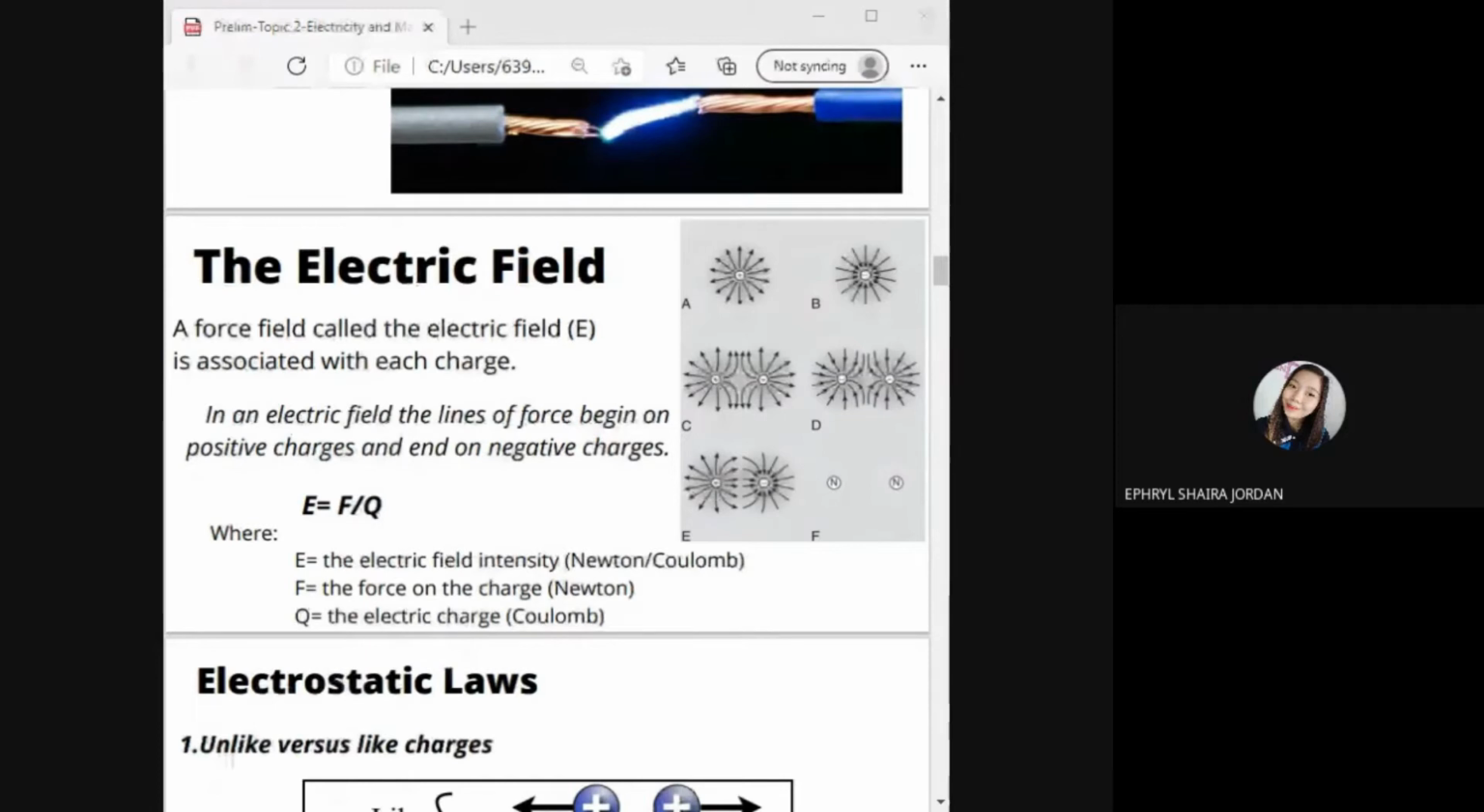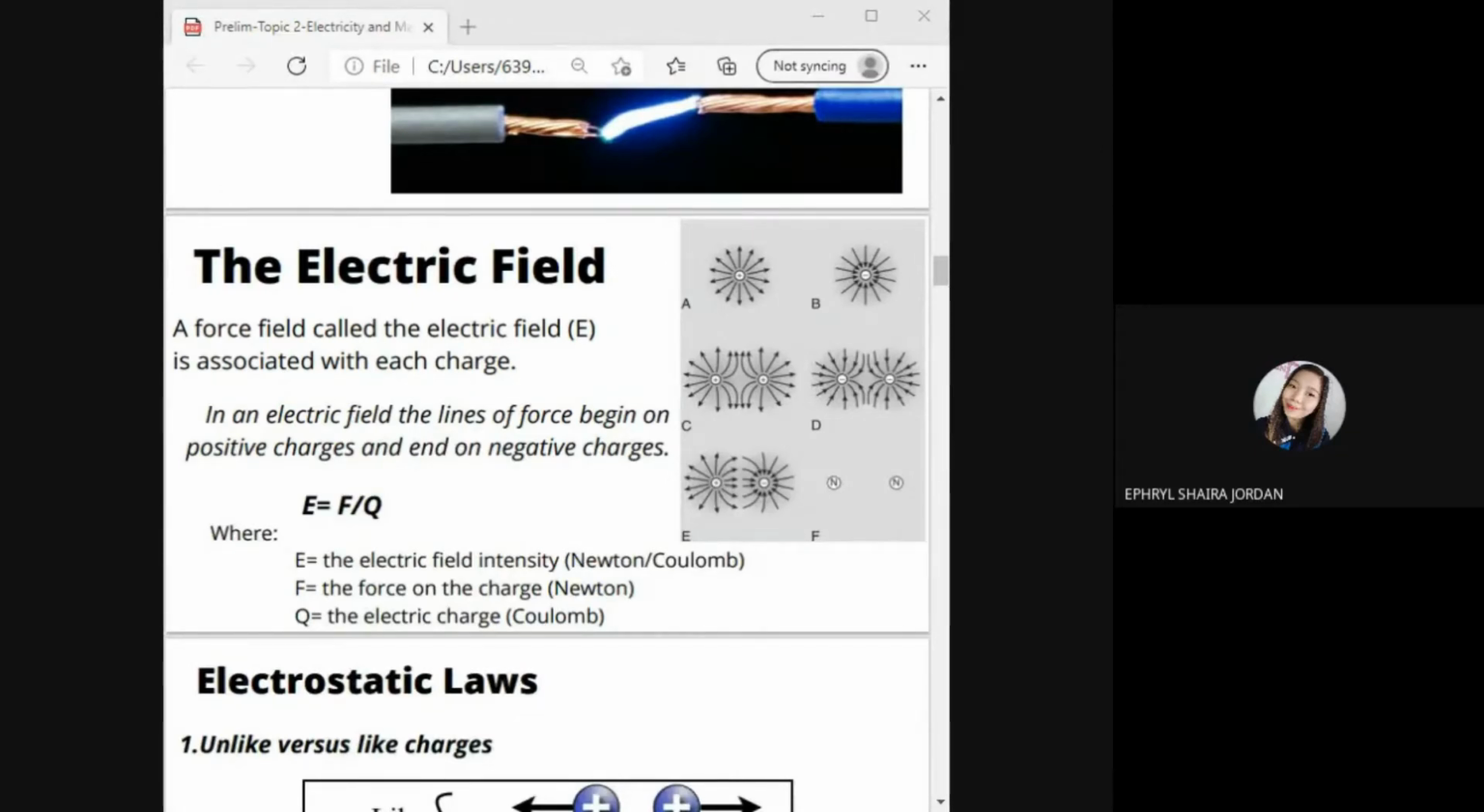In the presence of an electron, the positive charge is attracted, and therefore the imaginary lines of the electric field are directed toward the electron. And in an electric field, the lines of force begin on positive charges and end on negative charges.